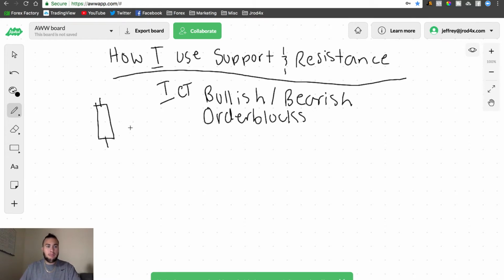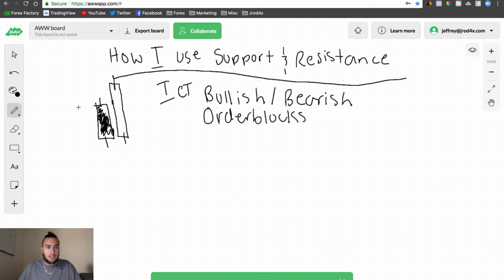So an ICT bullish order block is very simple. It's just a down candle, so you have a black or red candle, whatever color the candle is. And then you need to have an up candle that closes higher than the down candle that's previous to it.